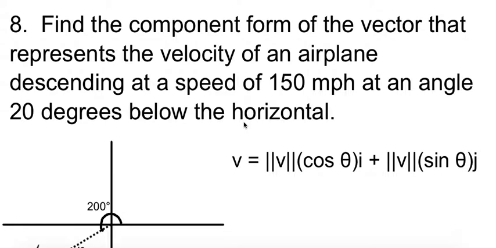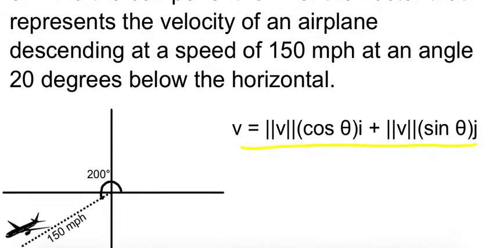All right, our next problem wants us to find the component form of the vector that represents the velocity of an airplane that's descending at a speed of 150 miles per hour at an angle 20 degrees below the horizontal. From the previous slide, we said that the component form of a vector looks like this. So we've got the magnitude of v times the cosine of theta i, that's your horizontal component. Then the magnitude of v times the sine of theta j, that's your vertical component. And we've also got a picture here of what this looks like.